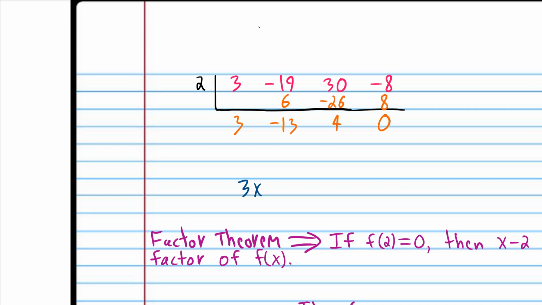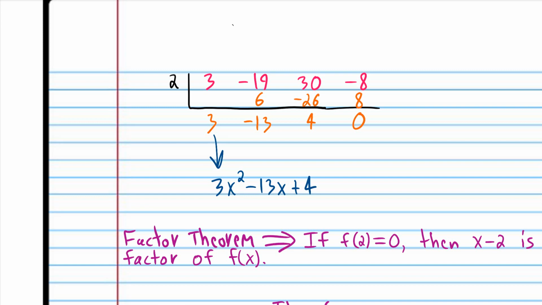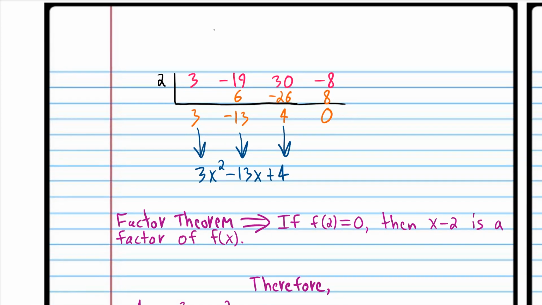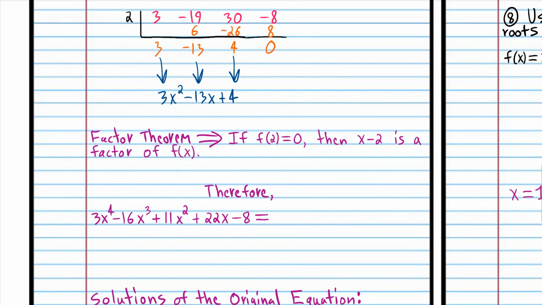So now we have a degree 2 polynomial. We went from a degree 4 to a degree 3, and now we have a degree 2 polynomial. So we're making the problem more and more simple, easier to deal with. So this is just reminding us of the factor theorem again.